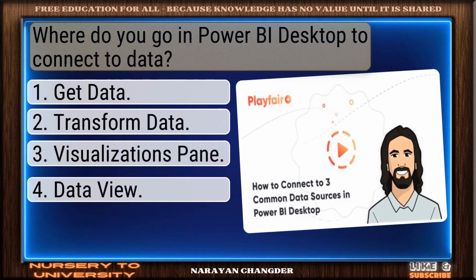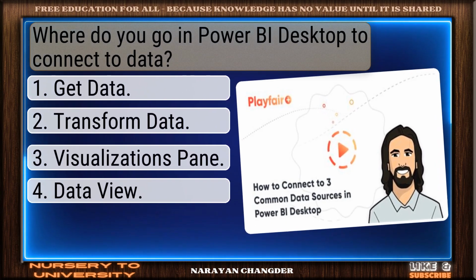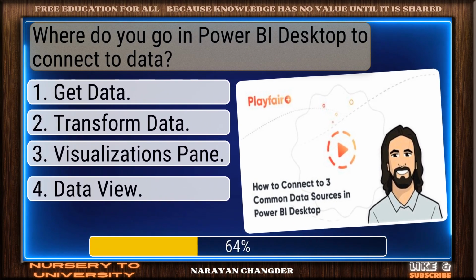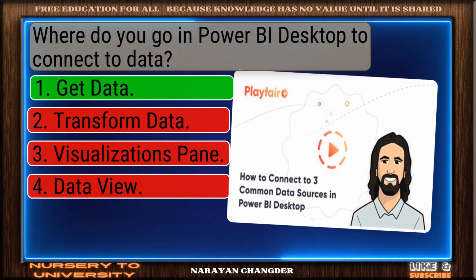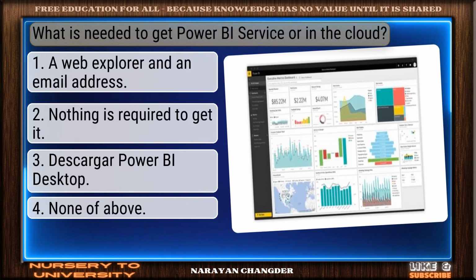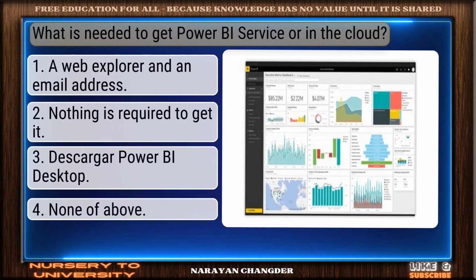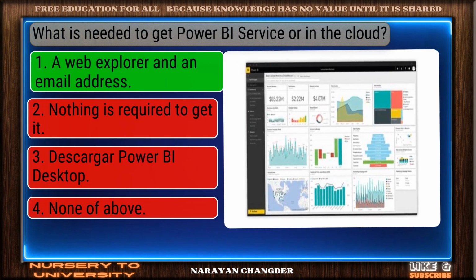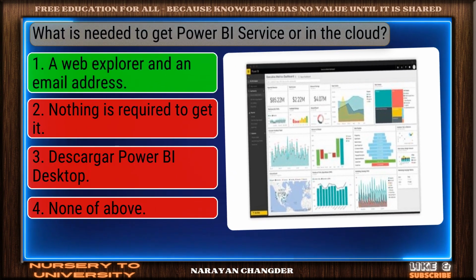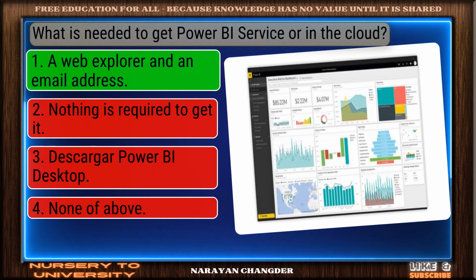Question number 5. Where do you go in Power BI Desktop to connect to data? Nice selection. Get data is the correct and valid answer. Question number 6. What is needed to get Power BI service or in the cloud? Exactly. A web explorer and an email address makes sense, and it is the right choice.